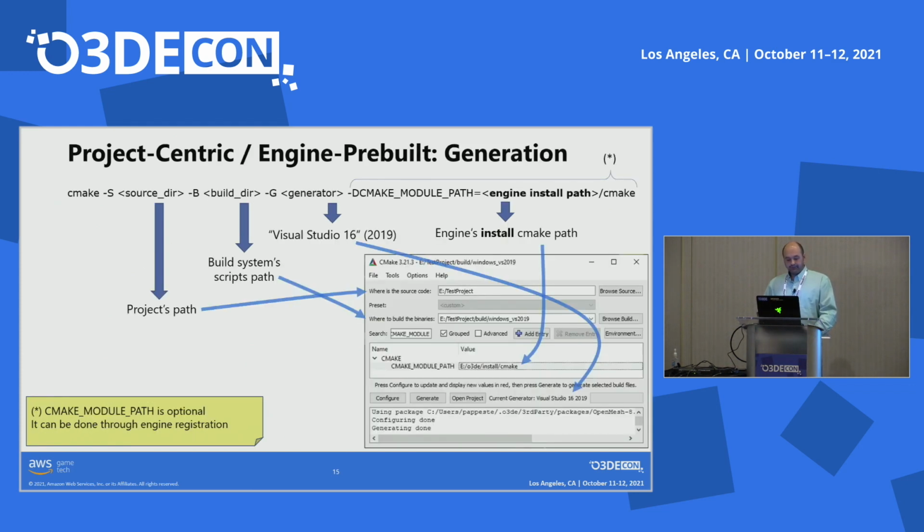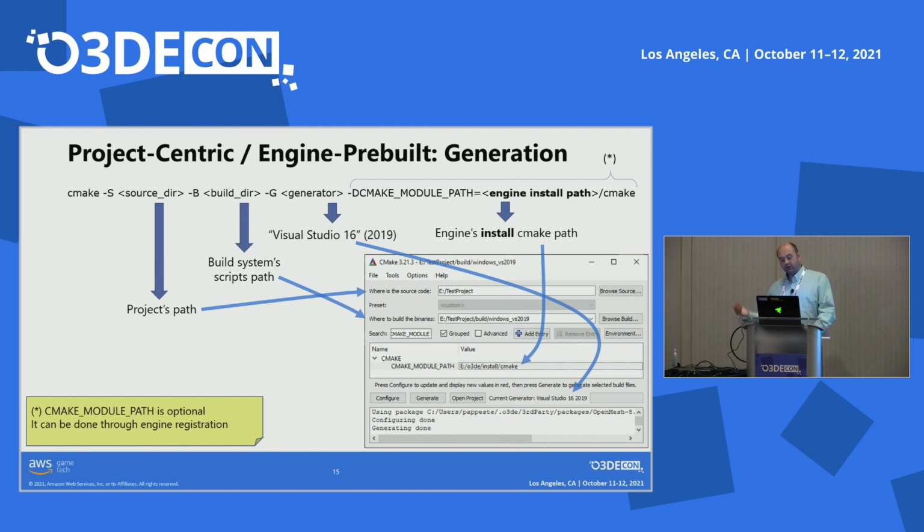And then to generate the solution for your project, it's exactly the same, except that instead of pointing to the engine source, you're going to point to the engine install path, to that prefix path that we passed in the previous step, when we were building the SDK. So here, I basically generated into the default, which is /install. So here we just have to pass O3DE /install /CMake.